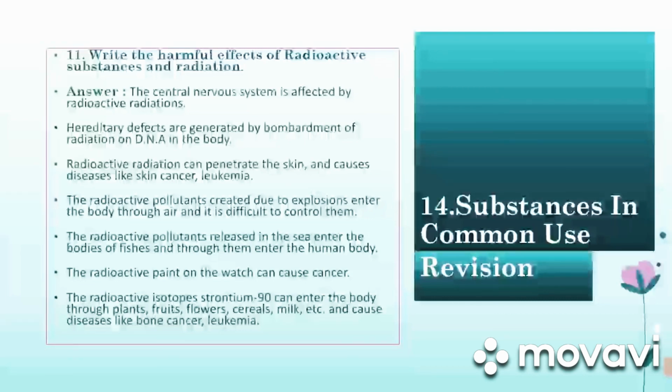The radioactive paint on the watch can cause cancer. The radioactive isotope strontium 90 can enter the body through plants, fruits, flowers, cereals, milk, etc. and cause diseases like bone cancer and leukemia.